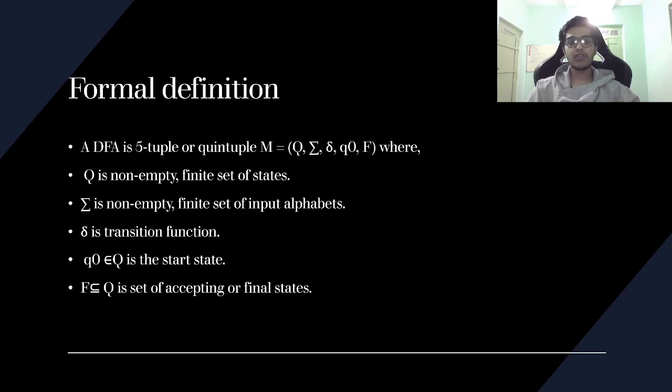So here M is going to be consisting of Q, sigma, delta, Q naught and F, wherein Q is a non-empty finite set of states, sigma is a non-empty finite set of input alphabets, delta is a transition function, Q naught that belongs to Q is a start state, also termed the initial state, and we have F, which is a set of accepting or final states in this case.